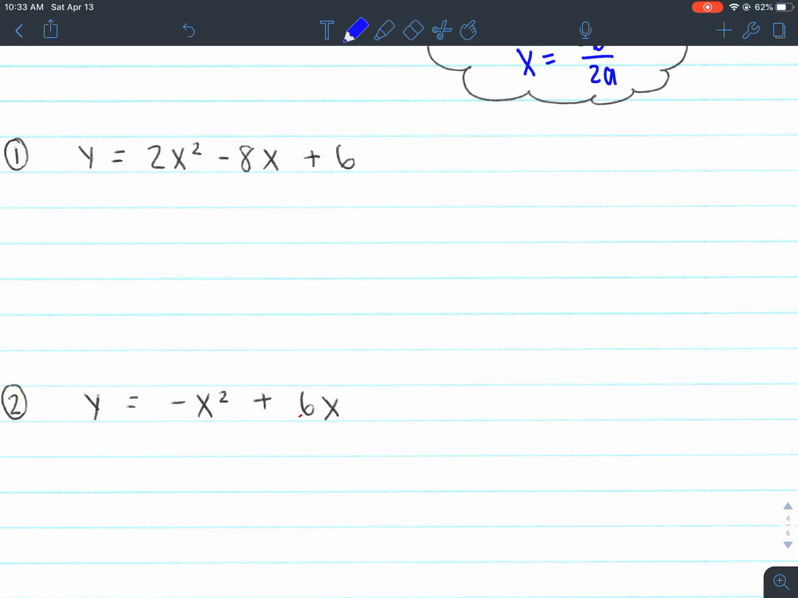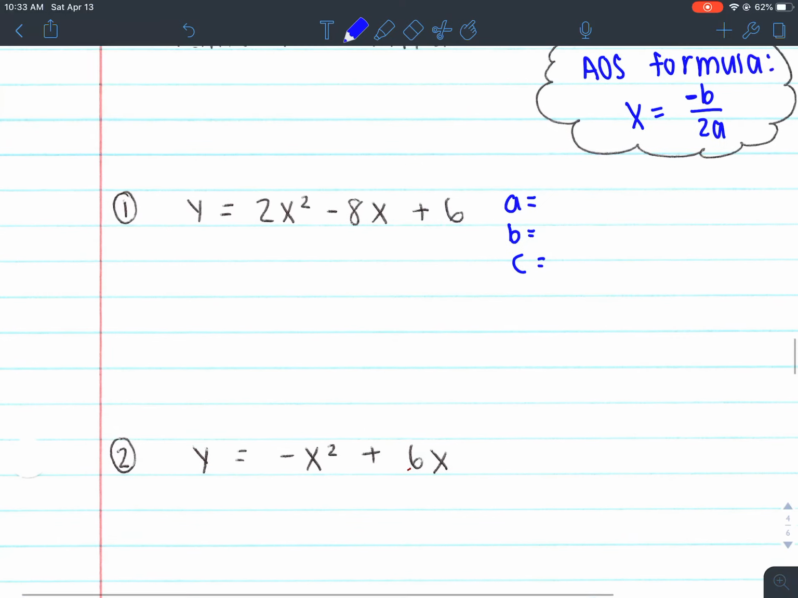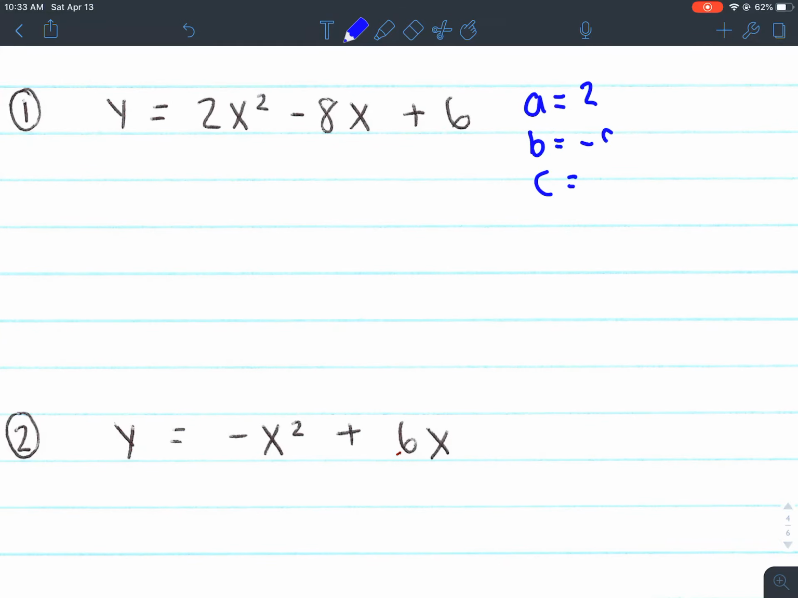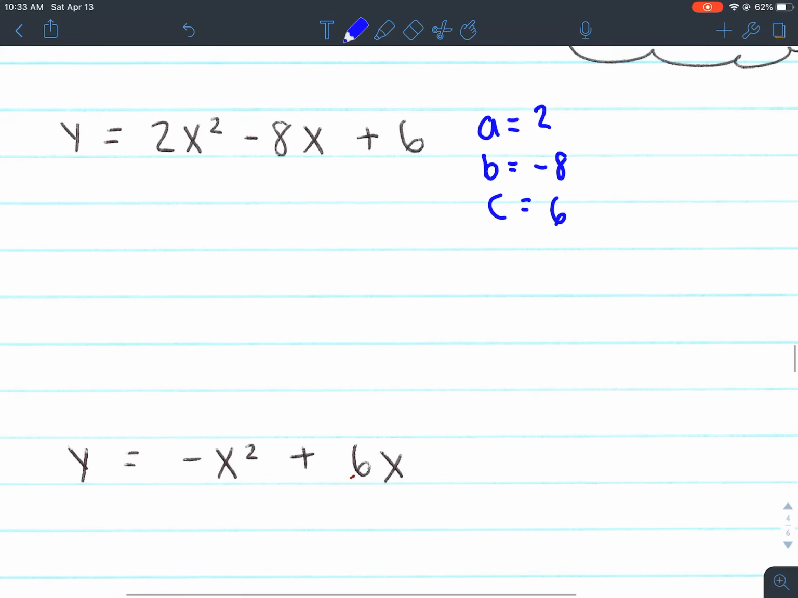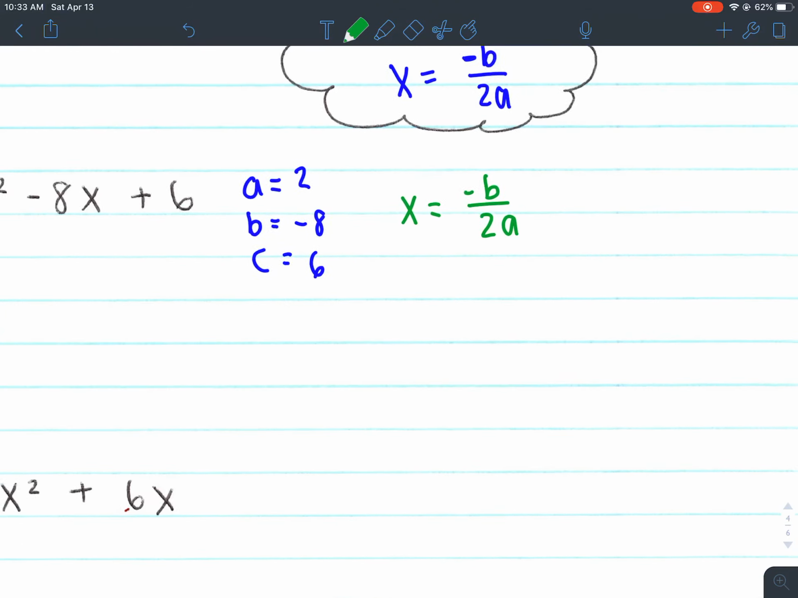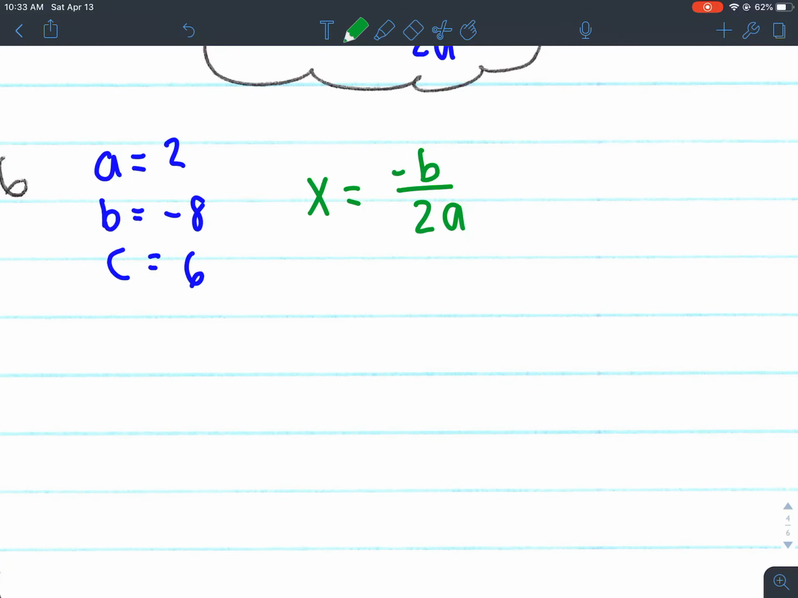Okay? So, the first thing I'm going to do is identify A, B, and C. What is my A in this equation? 2. My B is -8, and my C is 6. So over here, I'm going to go ahead and start solving. I have x equals -b over 2a. Now, I know my b value is -8.